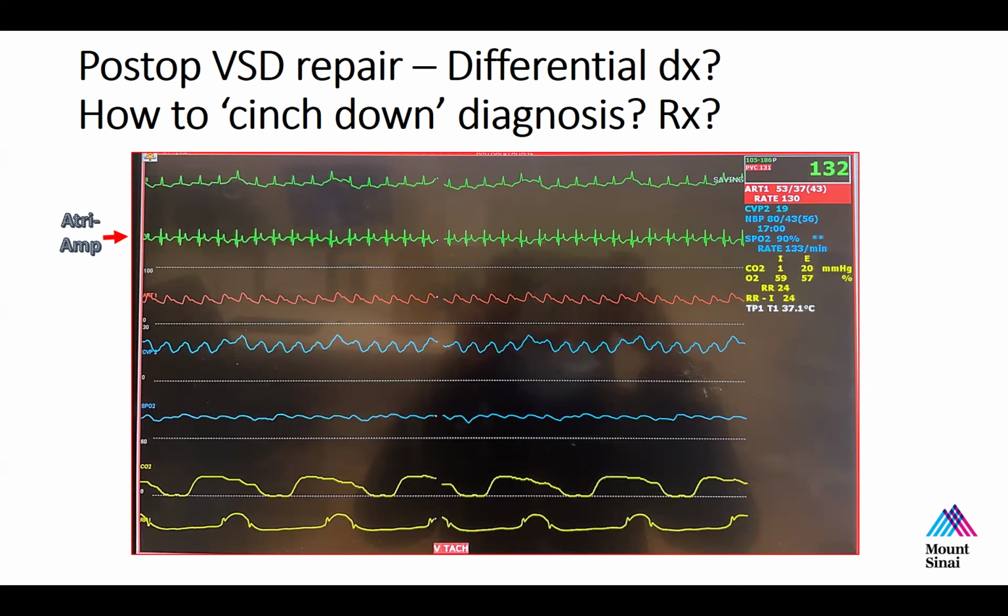Again, pointing to the centrality of having a 12 lead ECG. It really can help ferret out a lot of this stuff. We go to the fancy atrial electrograms and AtriAmp. And in this case, AtriAmp was very helpful in showing us the relationship between the ventricle and the atrium, but it does not tell us what the diagnosis is.